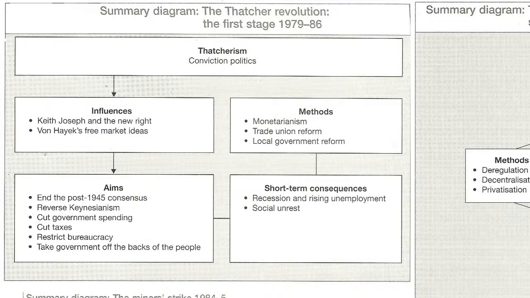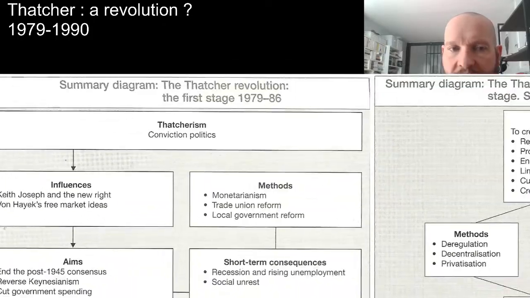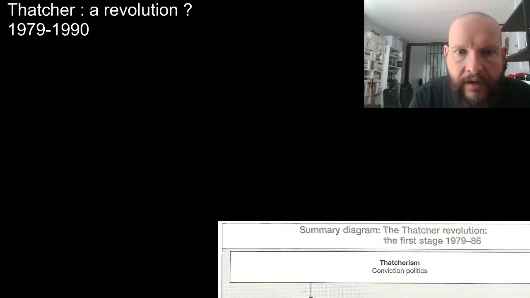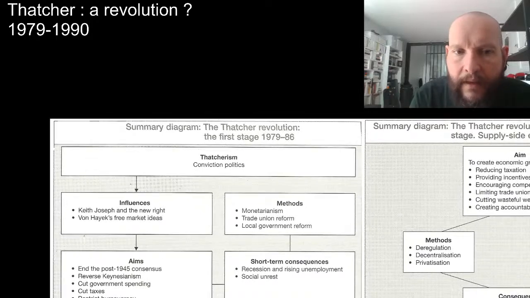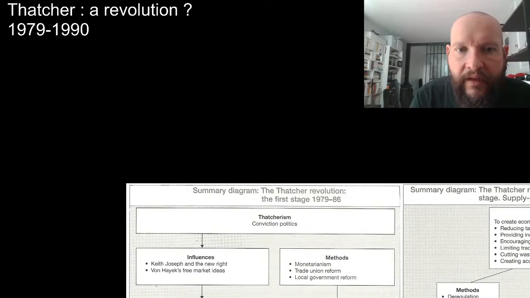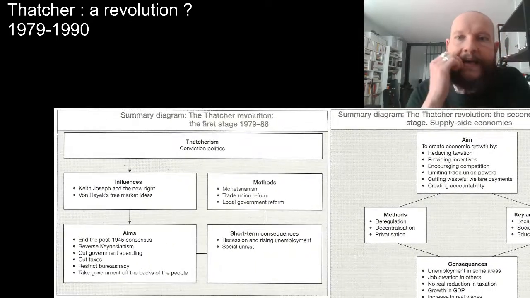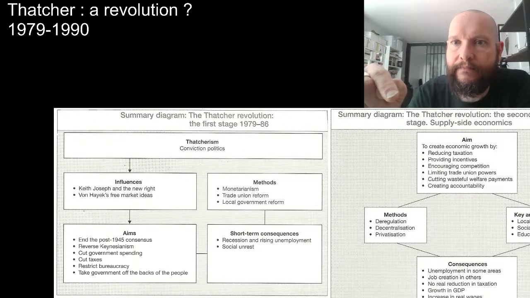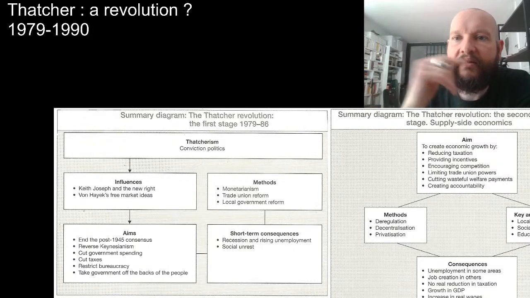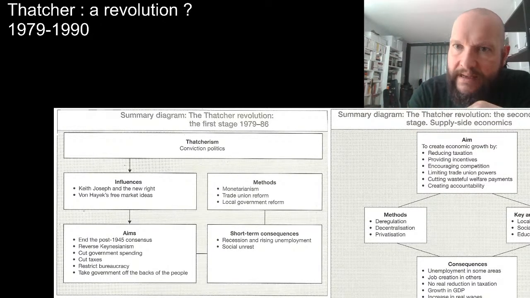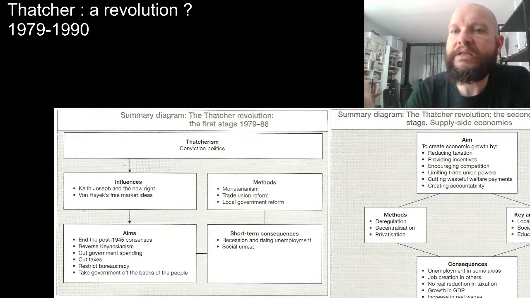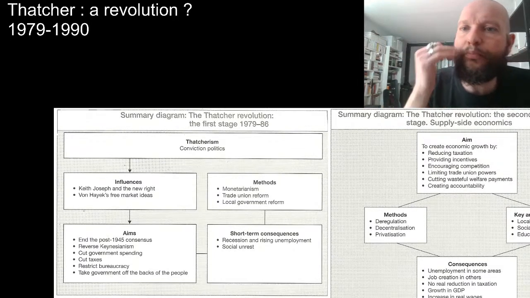If you want to reverse Keynesianism, that means you need to give the priority to business and not the priority to state spending and social allowances. So she promoted cutting taxes, reducing taxes, both on business, on corporations, and on the people. I will explain why. She wanted to reduce public services and reduce bureaucracy.